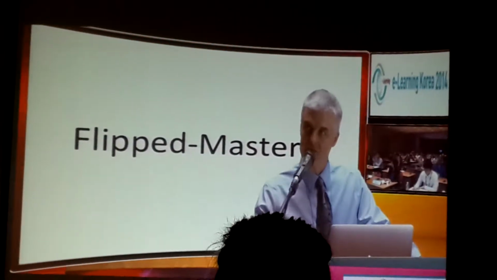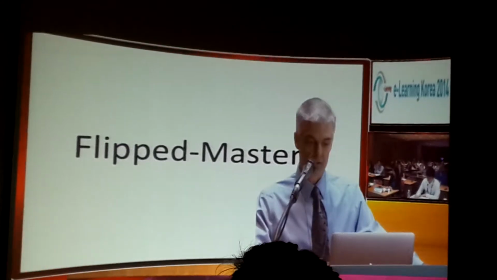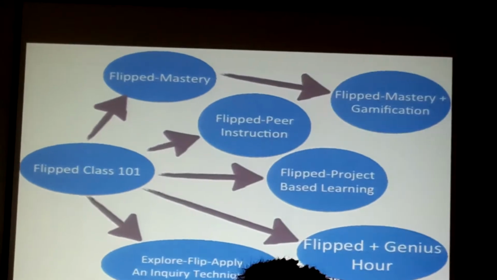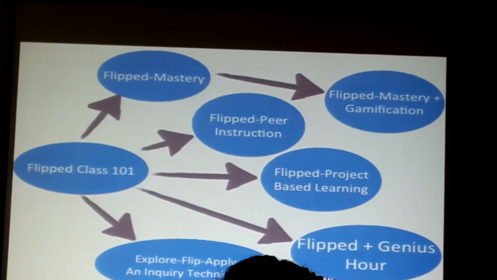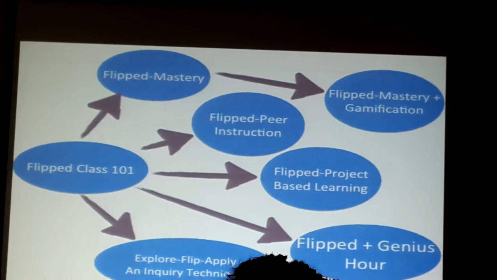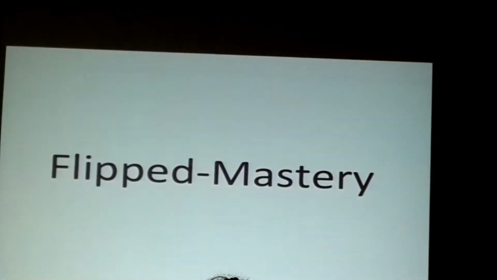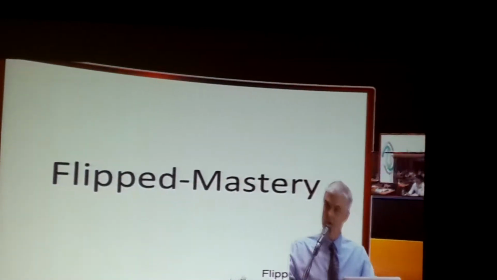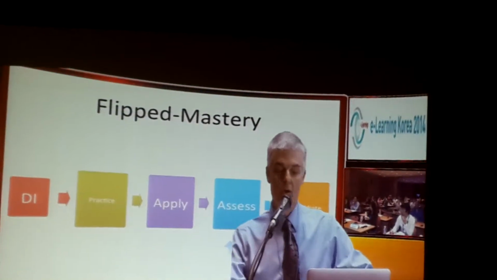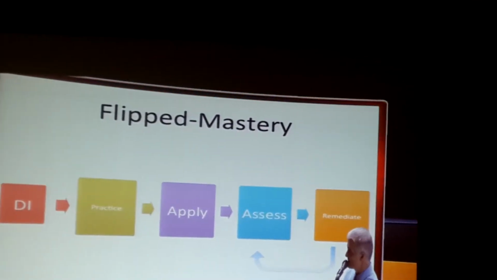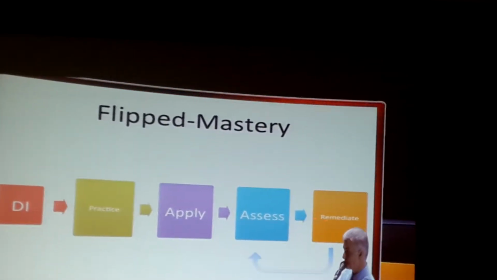In flipped class 101, I'll go back to that picture, the teacher would say all the students would watch the same video on Tuesday night. And on Wednesday, they would do the same activity. But in a flipped mastery model, they don't all watch the same video, they don't always work at the same pace. And so what happens is you start with direct instruction, DI, then practice, application, and then assessment.